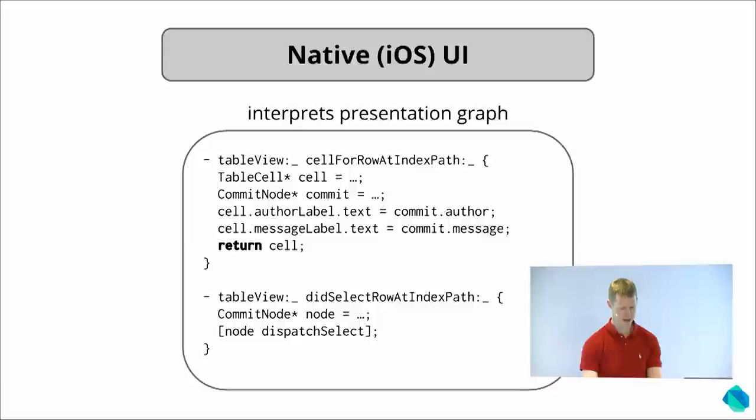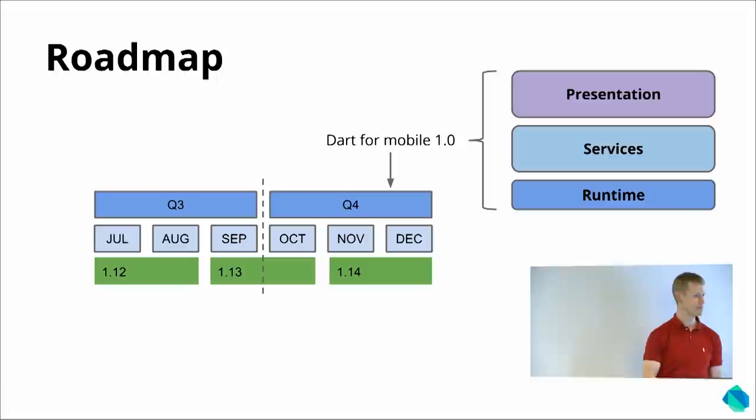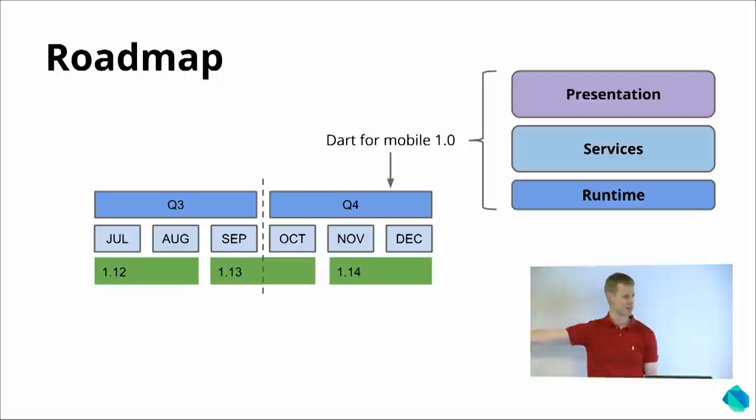So the roadmap is relatively simple. I told you that we are going to ship Fletch first, and then we're going to ship Dart for mobile at the end of the year. And Dart for mobile is sort of the combination of the runtime support for actually making this run on a device like you saw. It's the service description layer, that is this low-level thing. And then there's a slightly more opinionated way of expressing presentation graphs and working with them from the two sides. Hopefully, this sort of makes sense to you.